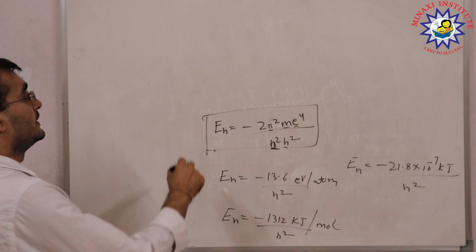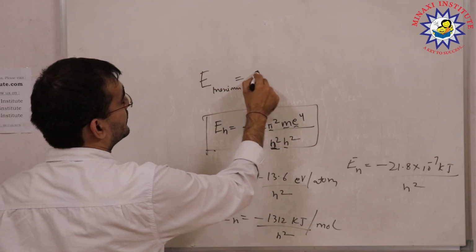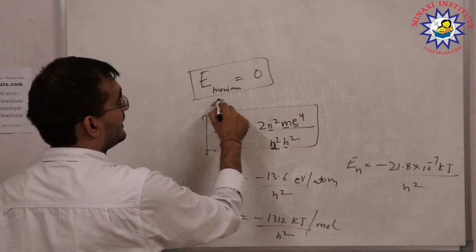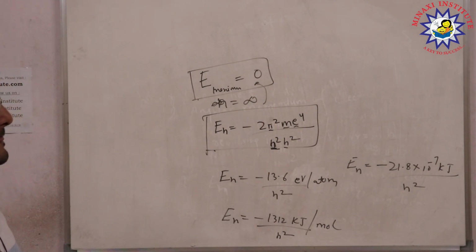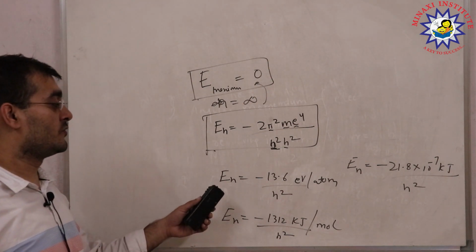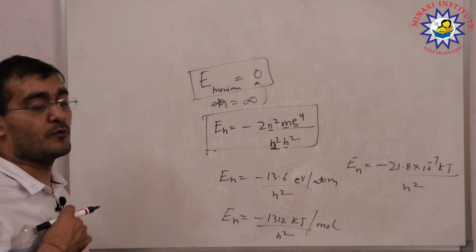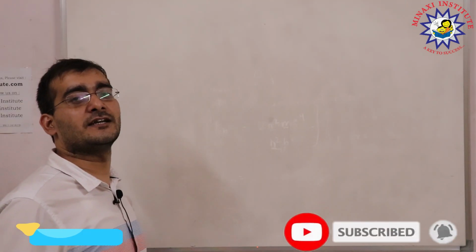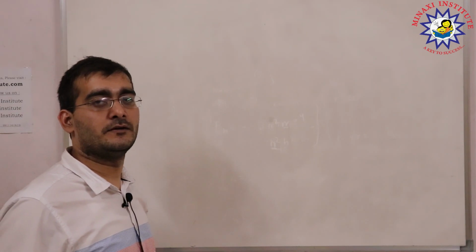This is the energy, and the maximum energy is 0 at infinity. When n is infinity, energy is 0. So the energy of the electron revolving around the simple hydrogen atom was given by Bohr's concept of energy shells and orbits. In the next class we will be doing more concepts for the same structure of atom, so stay tuned.